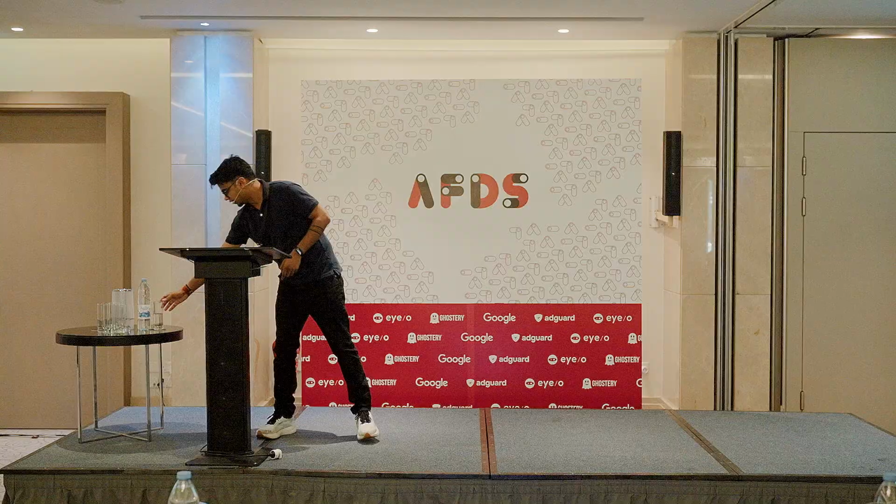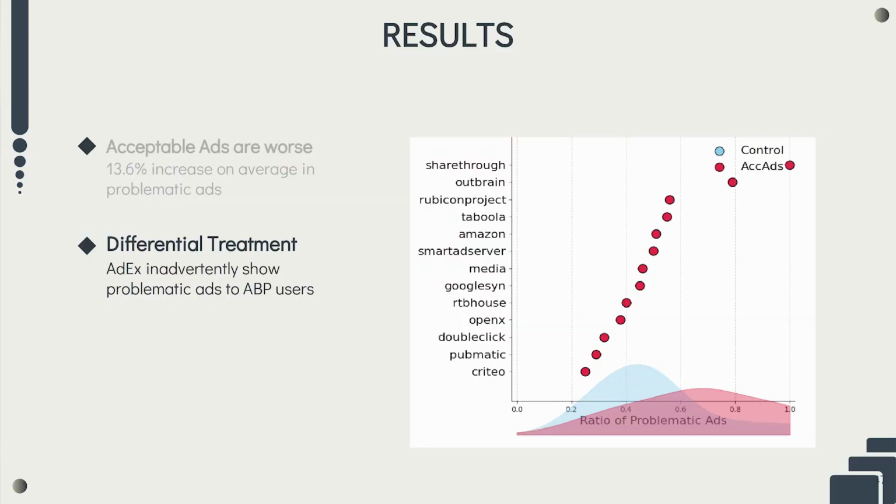Also, there's this interesting graphic here around differential treatment. So we looked into the ad exchanges where these ads are sourced from. And we find that the ratio of problematic ads for each exchange increases. There are a few exchanges for which it decreases as well. But essentially, there's this pattern of increase in the ratio of problematic ads. And this poses a whole new set of questions to us, which we did not explicitly look into.